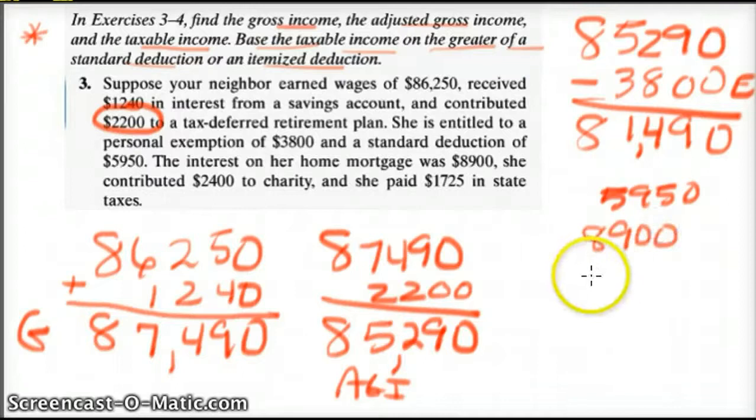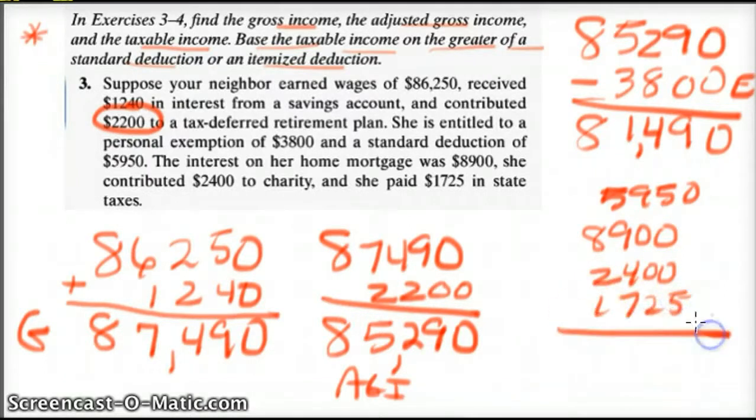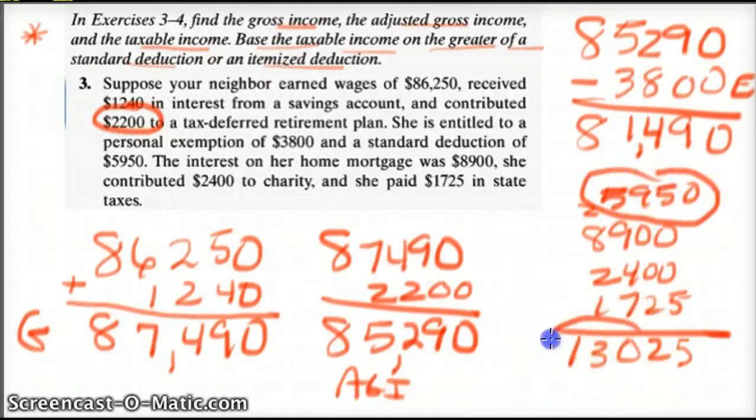You could do your interest. You could contribute money to charity. And she paid $1,725 in state income taxes. Okay, well, what is this? This is a 2.5. Let's see, 7.4. That's 11. That's 20. That's 10. That's 1.3. Okay, now the question is, which one's bigger, the 5,950 or this number?